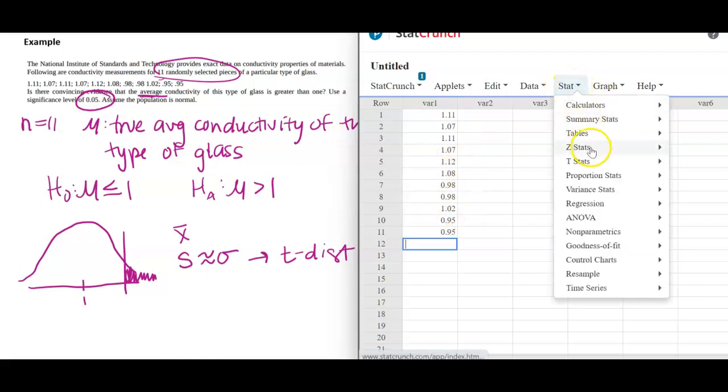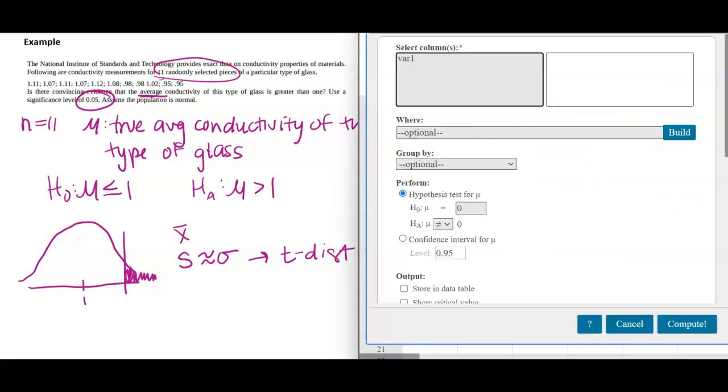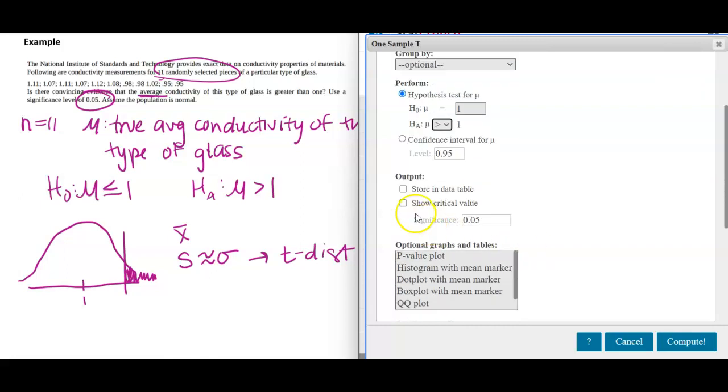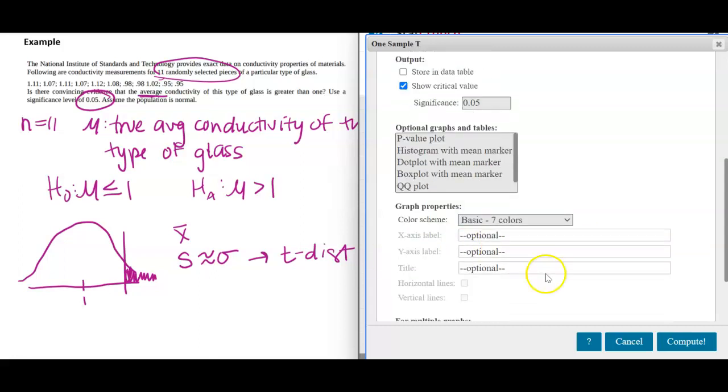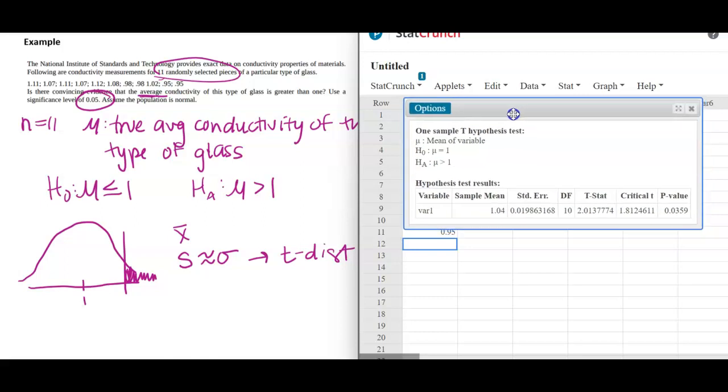And when I go to Stat, I need to make sure I go to T statistics. That's really important that I use the correct distribution. One sample, and I actually have the data, so I'm going to use with data. All right, variable 1 is where the data is. My hypothesis test: mean equals 1 and then greater than 1. Yes, please show the critical value. Here is the significance. I'm not going to worry about plotting it because I'm going to just do that here.